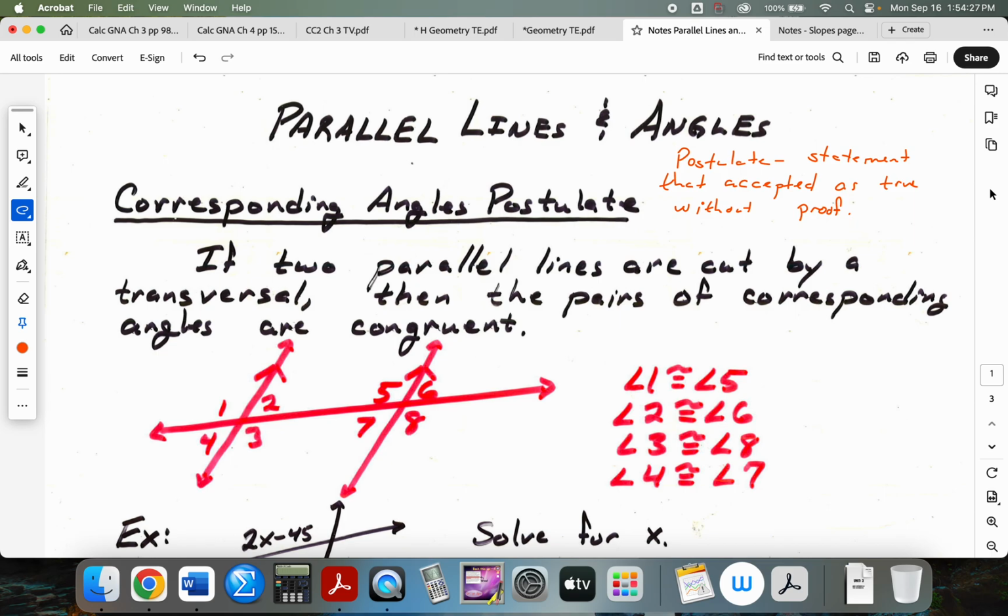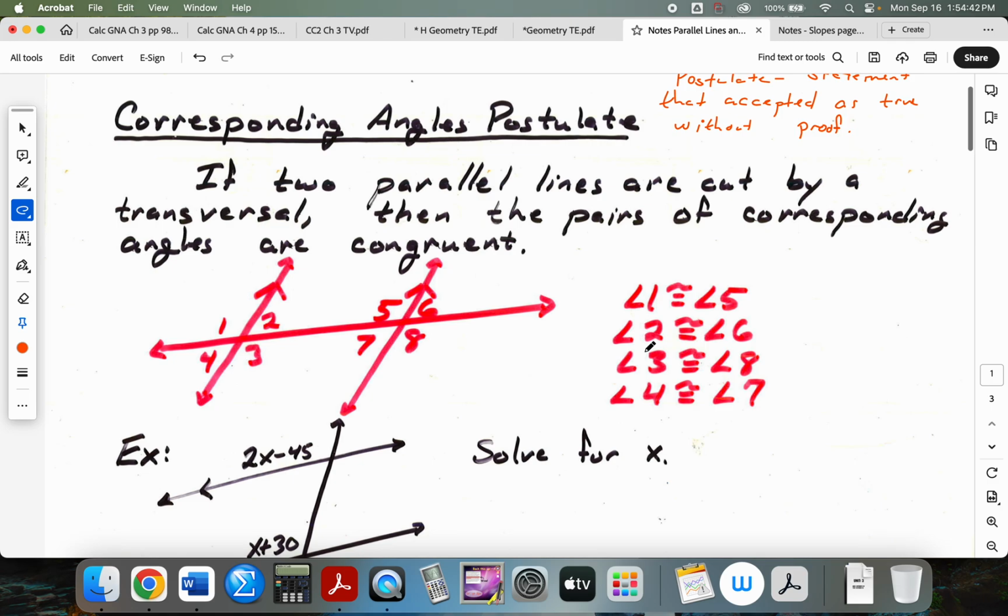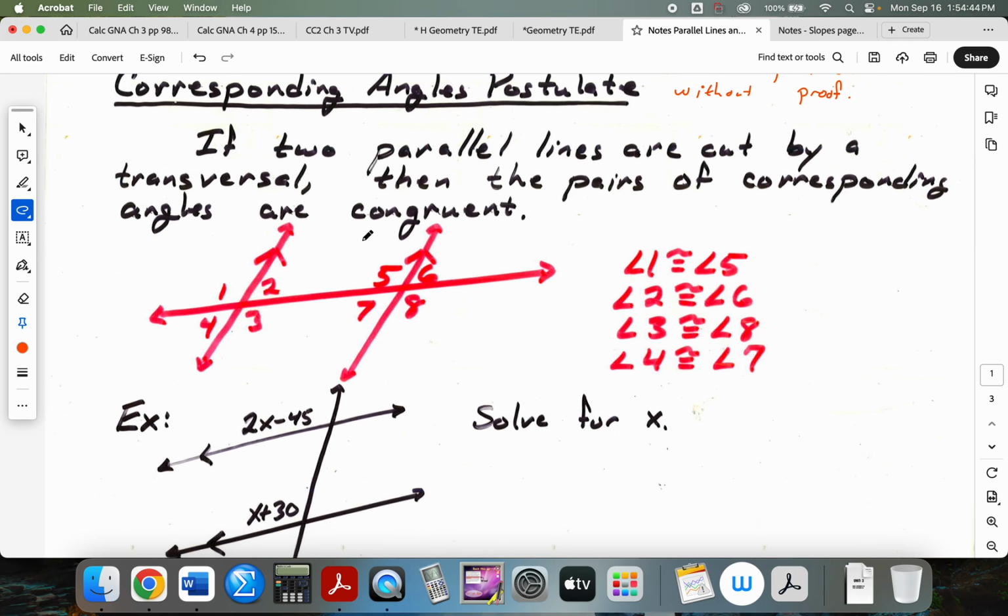And the same is true here for the corresponding angles postulate, which says that if two parallel lines are cut by a transversal, then the pairs of corresponding angles are congruent. So if you've got parallel lines, like we do here, every pair of corresponding angles are congruent.